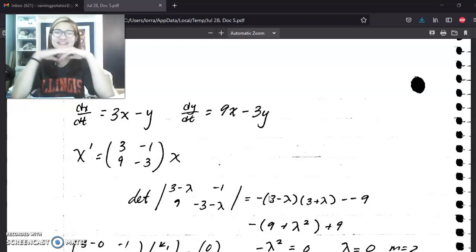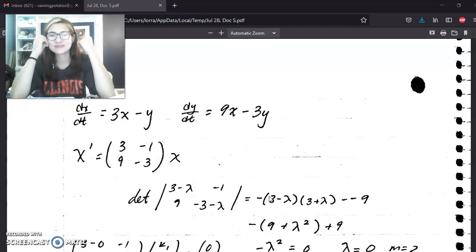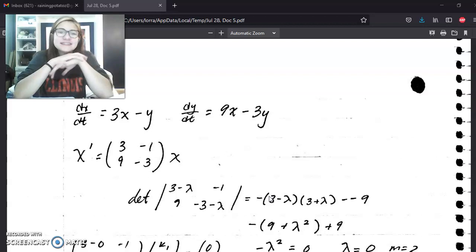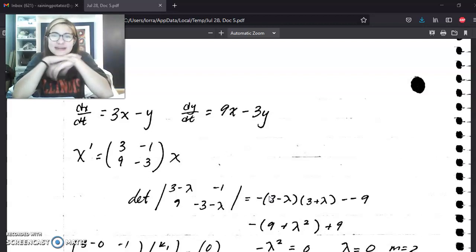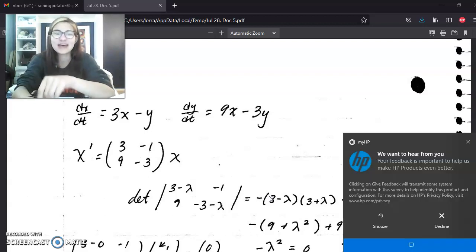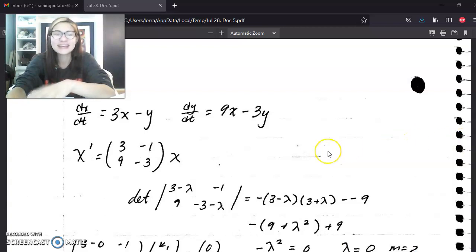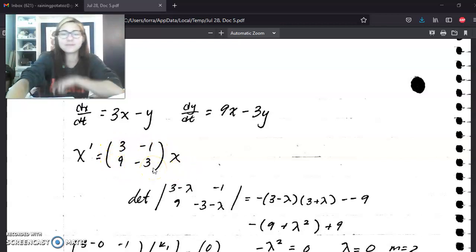Okay, so the last problem on quiz 14 was dx/dt equals 3x minus y, and then dy/dt equals 9x minus 3y. So once again, you set it up as x prime is equal to Ax, so 3, -1, 9, -3.